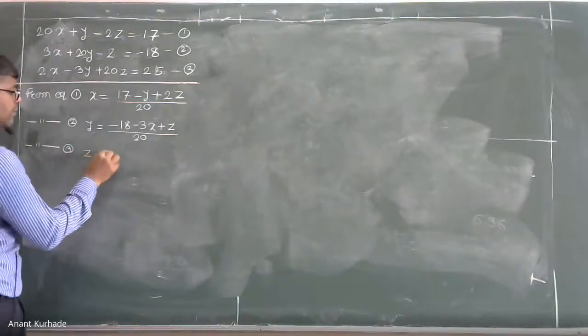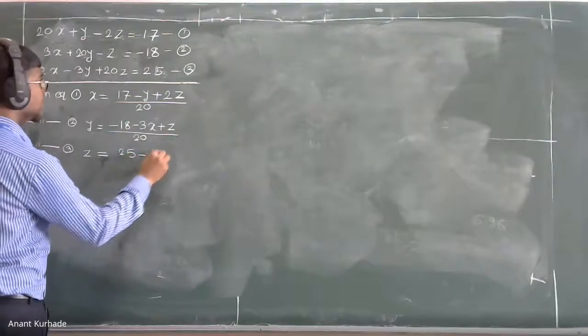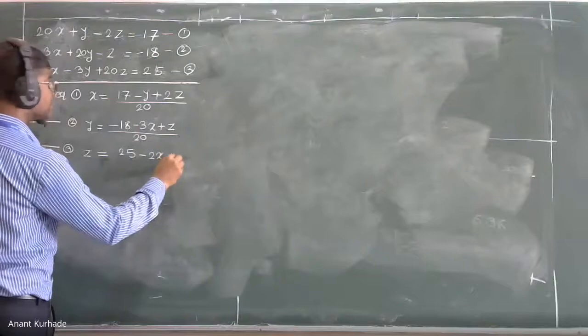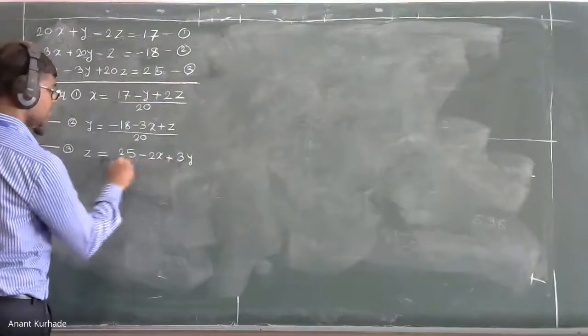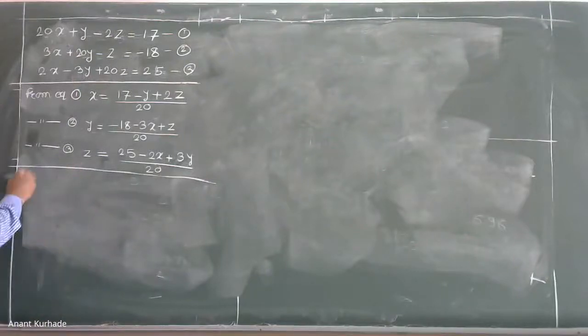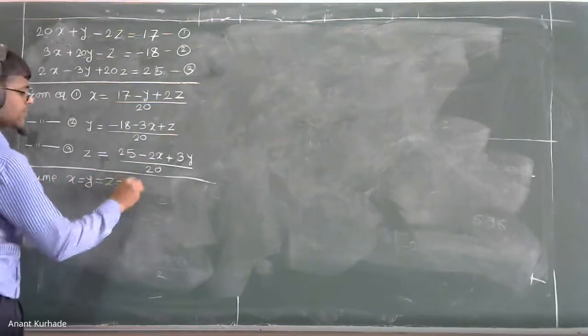Okay, and from equation 3, rearrange equation 3 for z. Tell me what is z? z is equal to 25 minus 2x plus 3y divided by 20. Now, what is the next step? You have to assume the initial values are not given. You can say assume initial values x is equal to y is equal to z is equal to 0.